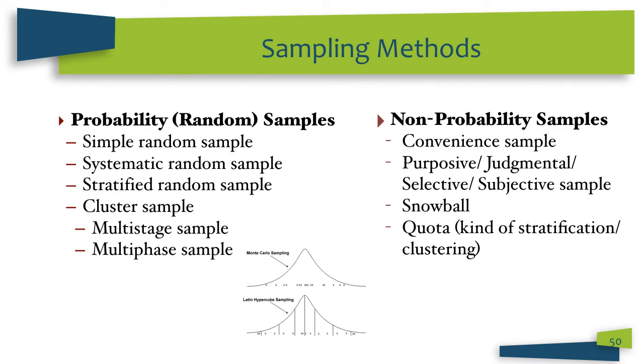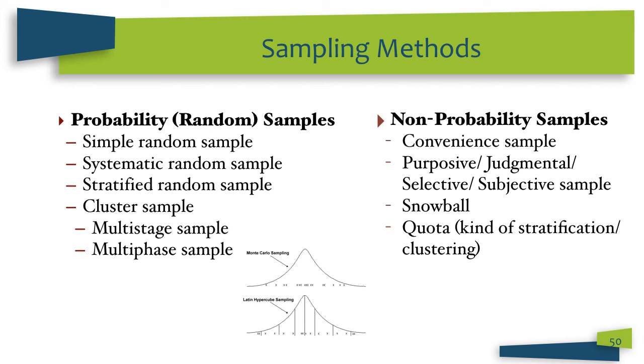there are basically two types of sampling methods. One is probability sampling and the other is non-probability sampling. Probability sampling is also called random sampling, and non-probability is also called non-random sampling. What is the basic difference? In probability sampling, every member of the target population has an equal chance of getting selected in the sample.